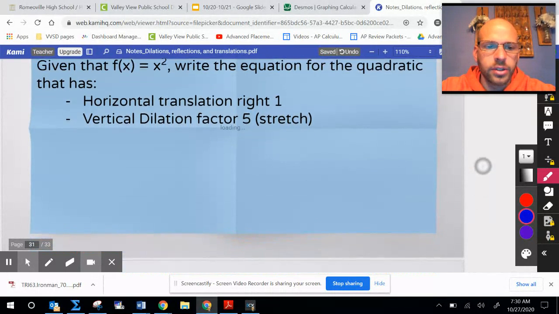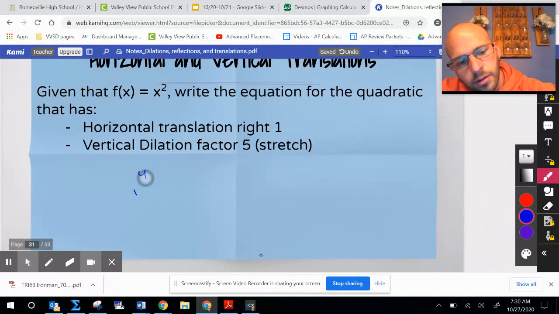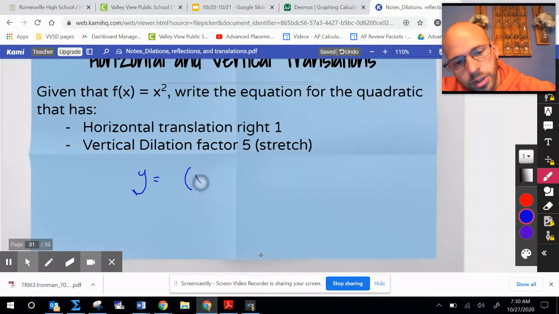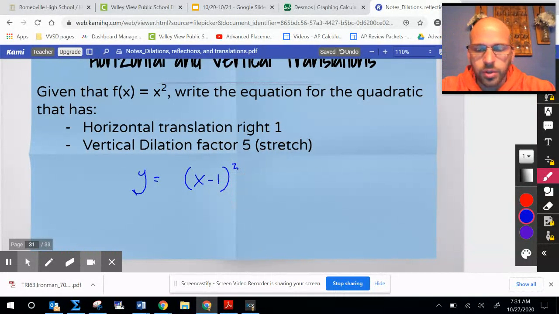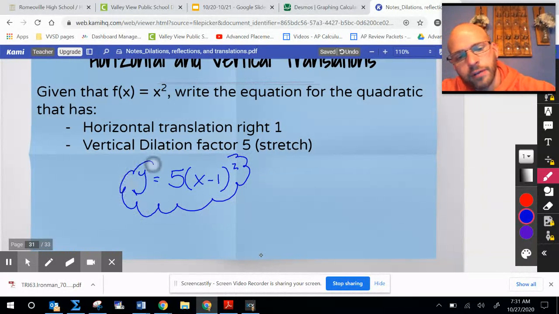All right, let's see if we can do this one. So same idea. Let's say I want to go right 1. So I'm going to say x minus 1 squared. So that's right 1, and then a vertical dilation factor of 5. So that's got to be a 5 multiplier in front. And this would be my function.